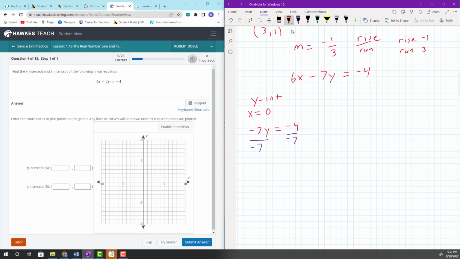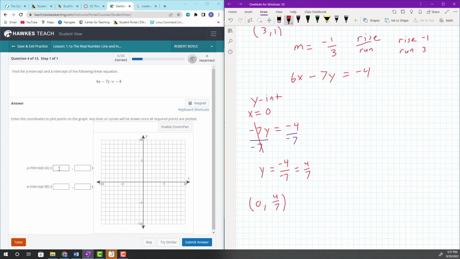All right, these will cancel. We have y all by itself, and over here we have negative 4/7. But the negatives will cancel, and this is just simply 4/7. And it's probably in your best interest to put this in as a fraction. So notice when x is 0, y is 4/7. So we're going to have the point 0, comma 4/7.